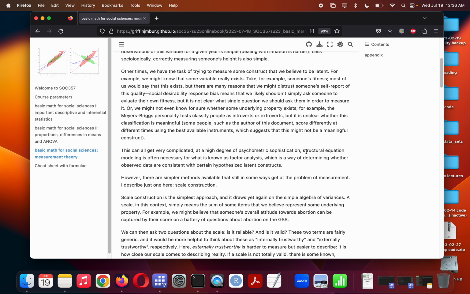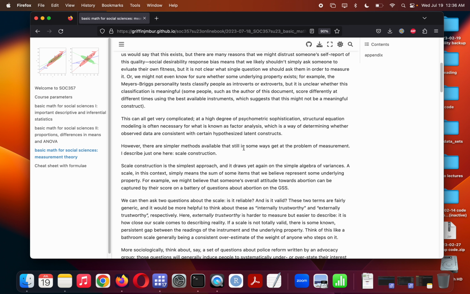There are some simpler methods that I want to teach you in this class that still in some ways get at the problem of measurement, and I described just one here, which is scale construction. Scale construction, in brief, is a technique that we can use to get basically around at least the one problem that I mentioned before, which is that sometimes it's hard to devise a single question that seems to truly capture a concept, and it might be the case that a battery of related questions is necessary.